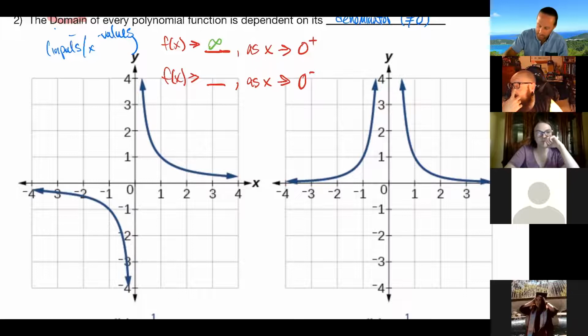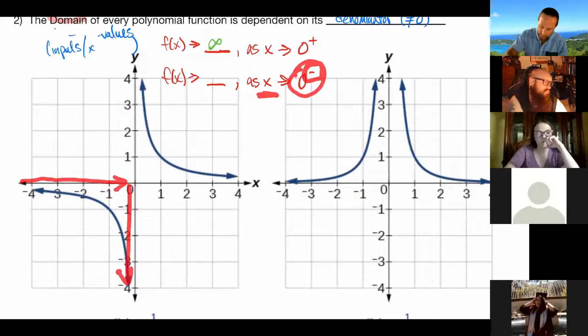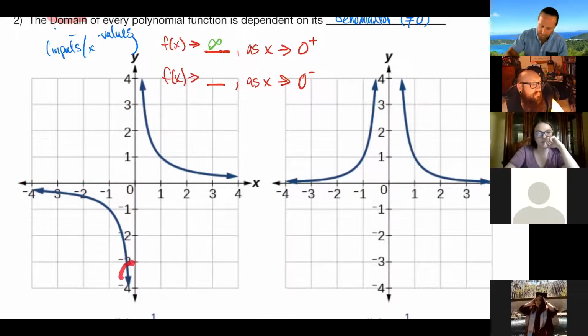And this one says, as x approaches 0 from the left. So as my x comes closer and closer to 0, this time, what does my graph do? Negative infinity. And again, that's why you guys need to put arrows on the ends of these things. Very good. Excellent. Now let me just throw one more thing at you here.